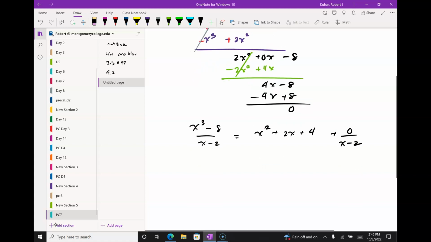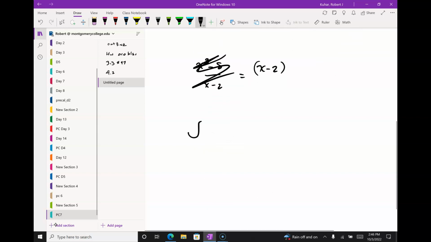So what we really like to see, especially in calculus, is we have x cubed minus 8 over x minus 2. Guess what? X minus 2 goes into x cubed minus 8. So I'll do it this way: f of x over g of x equals q of x plus the remainder over g of x. And what I'm going to do is multiply everything by g of x.